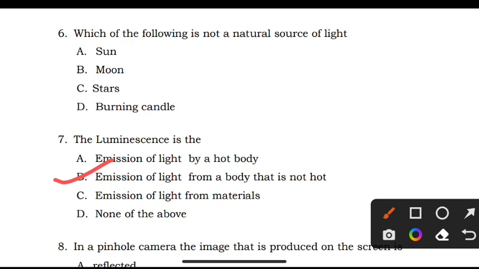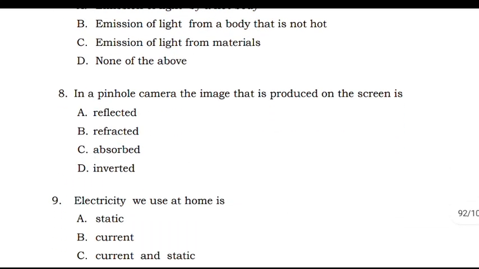Because illumination is the emission of light from a body. It is not required that it should be in hot form. So option B will be the correct answer. And next, question number 8.